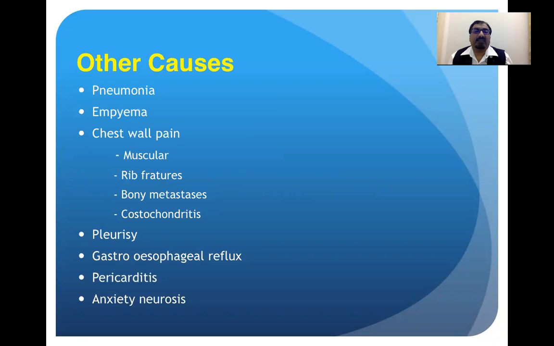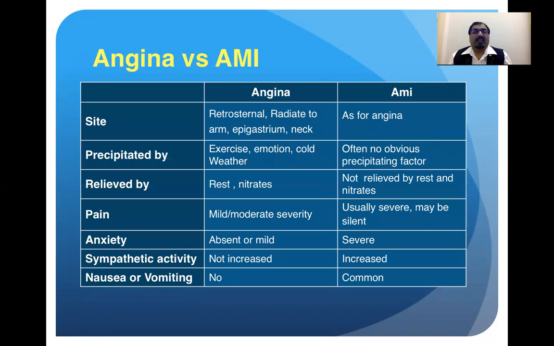Sometimes you will get the patient with muscular pains, rib fractures, bony metastasis, costochondritis, pleurisy, GERD, pericarditis, and most important, anxiety neurosis, which is also a cardiac neurosis. In some books it has been written. All these conditions we need to keep in mind while we are making a diagnosis of acute coronary syndrome or acute myocardial infarction. If you look at the differentiation, how to differentiate between the angina versus acute MI.